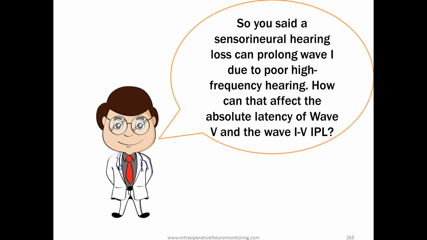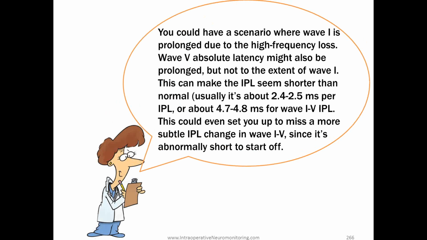So you said a sensorineural hearing loss can prolong wave 1 due to poor high-frequency hearing. How can that affect the absolute latency of wave 5 and the wave 1 to 5 interpeak latency? You could have a scenario where wave 1 is prolonged due to a high-frequency loss. Wave 5 absolute latency might also be prolonged, but not to the extent of wave 1. This can make the interpeak latency seem shorter than normal. Usually it's about 2.4 to 2.5 meters per second, or about 4.7 to 4.8 milliseconds for wave 1 to 5 interpeak latency. This could even set you up to miss a more subtle IPL change in a wave 1 to 5 since it's abnormally short to start off.